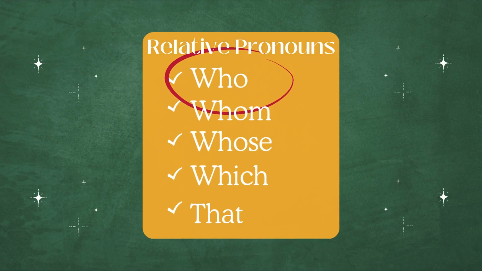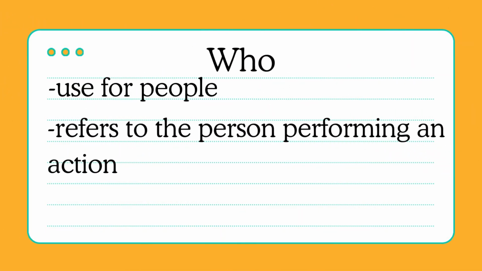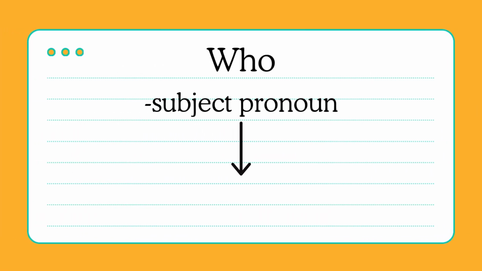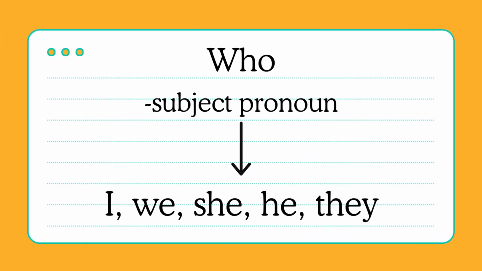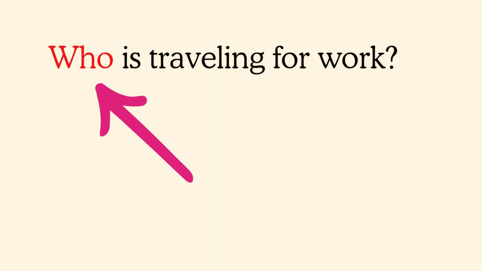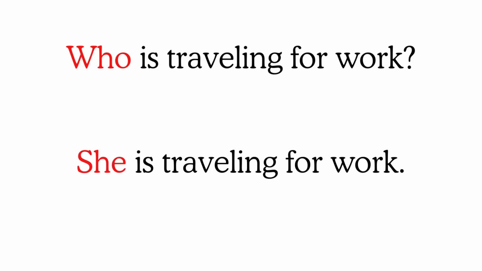Let's take a closer look at each relative pronoun. Who. We use this for people. It refers to the person performing an action. Who is a subject pronoun, such as I, we, she, he, and they. To check if we are using the correct word, we can replace this relative pronoun with another subject pronoun. For example, who is traveling for work?